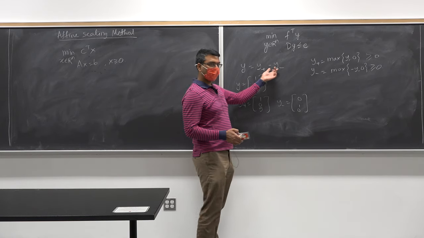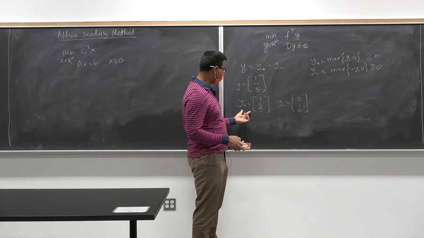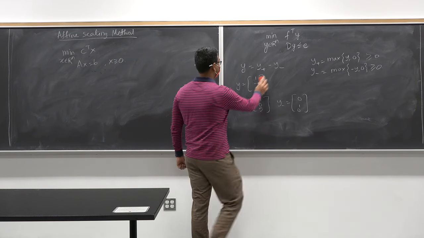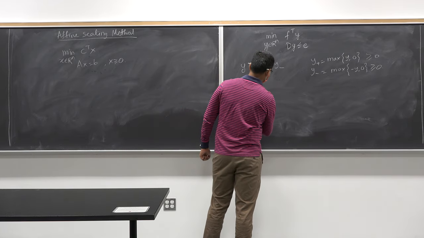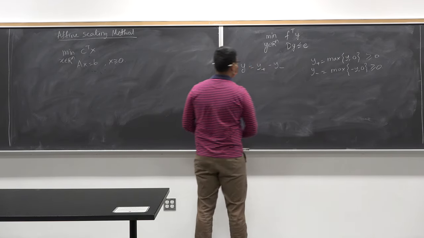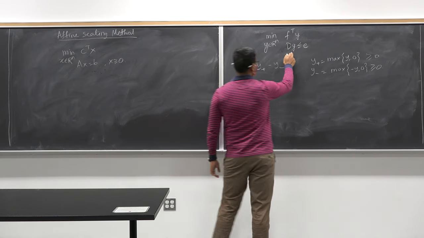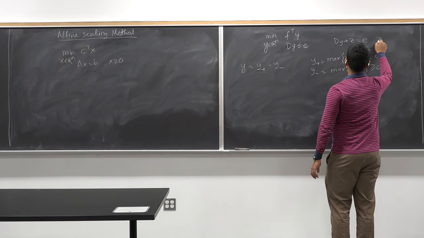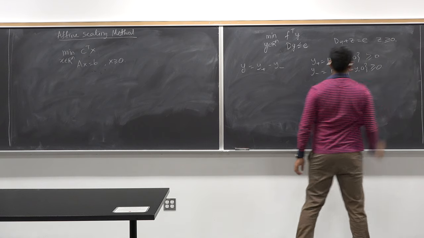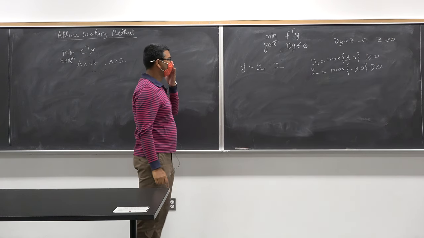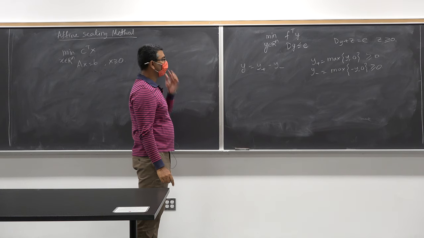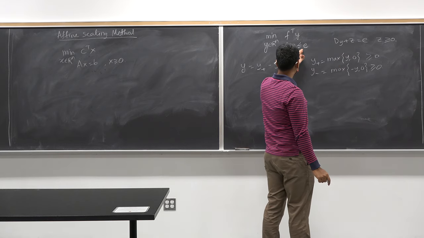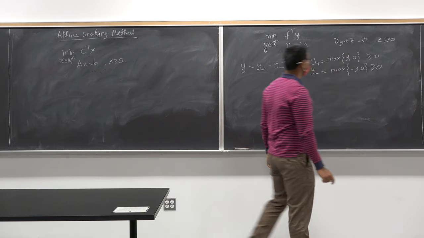So everybody understands y plus and y minus. The other thing you should also notice is y plus is greater than or equal to 0 and y minus is also greater than or equal to 0. Now, I'm going to rewrite this constraint as Dy plus z is equal to e, where z is greater than or equal to 0. So I add a non-negative vector to convert this inequality constraint into an equality constraint.